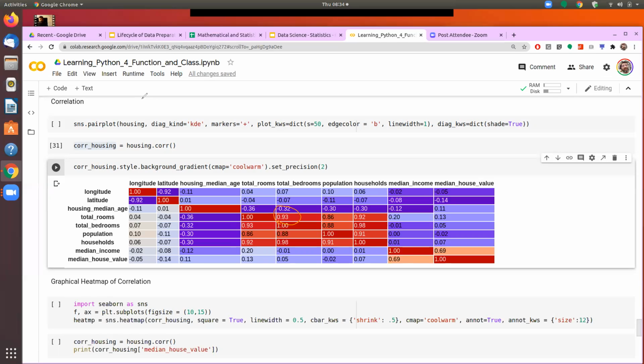If the value is -1, it means that they are perfectly correlated, but in a negative way. It means that if one goes up by 1%, the other will go down by 1%. So it's more important to understand what correlation is and why we use it.